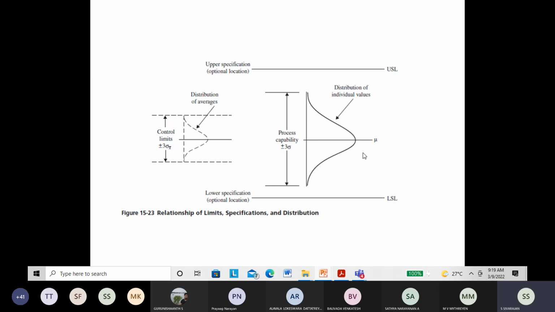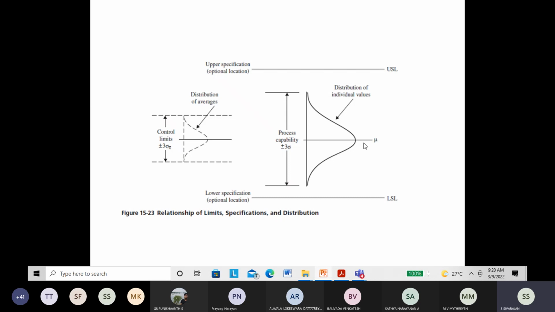That means the diameter of the shaft can lie between 24.9 and 25.1. Any value is acceptable. So this is an optional location. It has nothing to do with sigma or average. These are the upper specification limit and the lower specification limit, and in between we will have a distribution. Here there are two important parameters which can be analyzed, and we can say whether the process is conforming to the specification. That is called process capability.